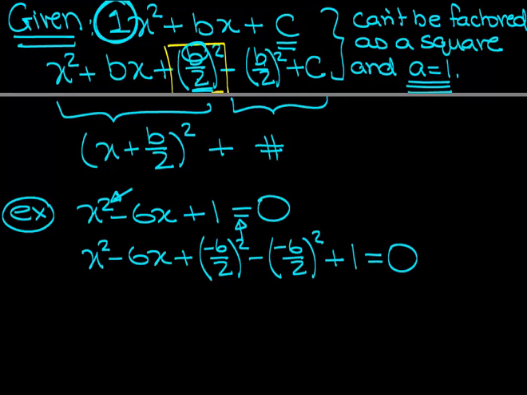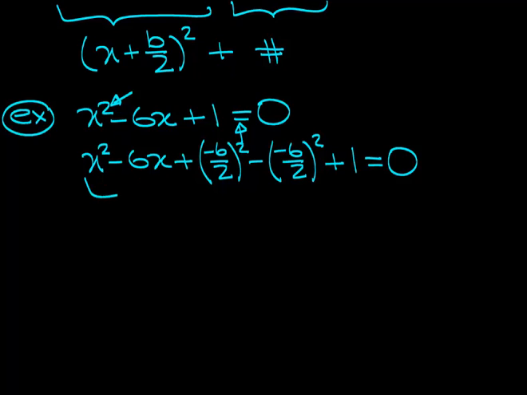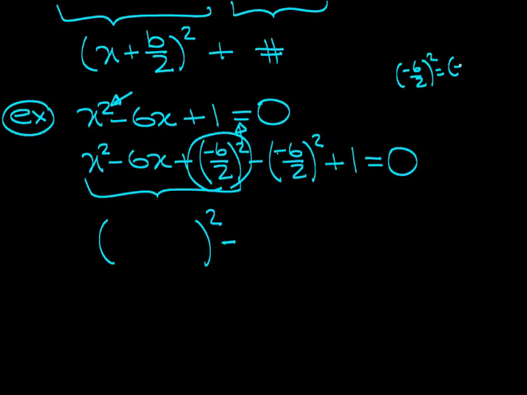So now we added that term. These 3 terms, because we added that magic number here, can be written as a square. So I can write them as a square, and then I can add the rest. So I have a minus. What do we get? Negative 6 divided by 2 is negative 3, right? So you have negative 6 divided by 2 squared, which is negative 3 squared, which is 9. So we're really subtracting 9, plus 1 is equal to 0.